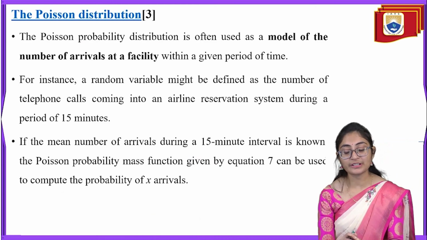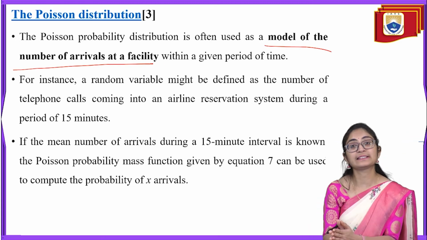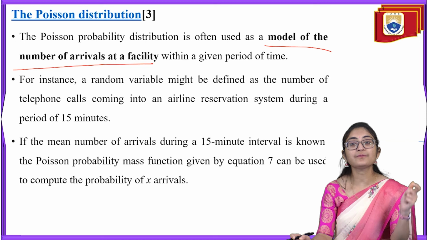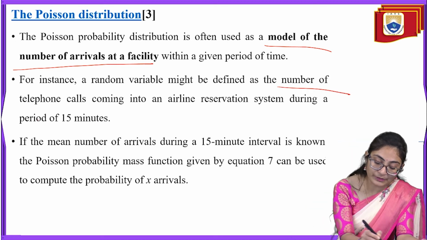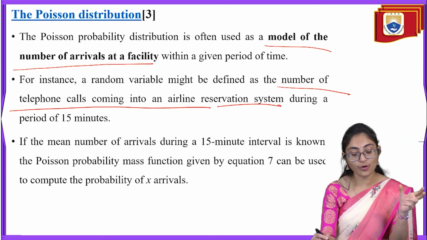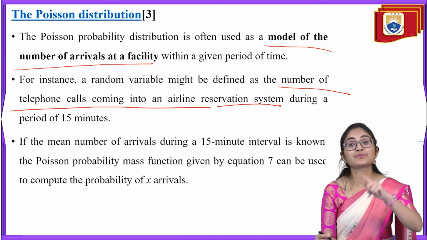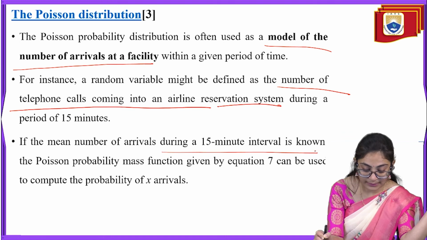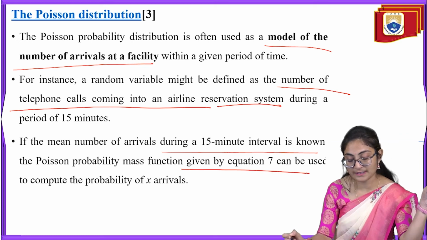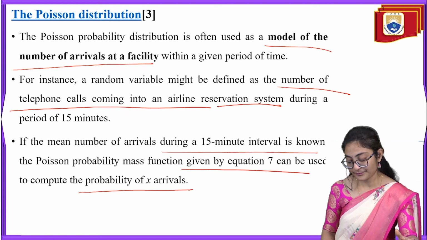Now, the Poisson distribution. The Poisson probability distribution is often used as a model of the number of arrivals at a facility within a given period of time. For instance, the random variable can be defined as the number of telephone calls coming into an airline reservation system during a duration of 15 minutes. If the mean number of arrivals during the 15 minute interval is known, the Poisson probability mass function is given in equation 7, which is used for calculating the probability of x arrivals.